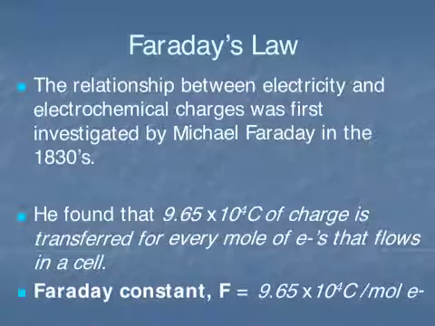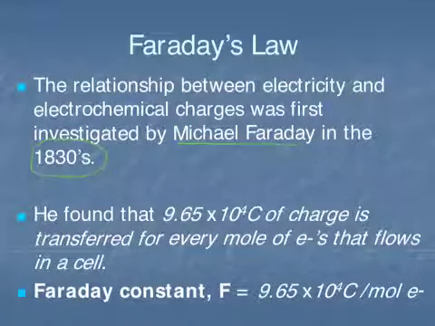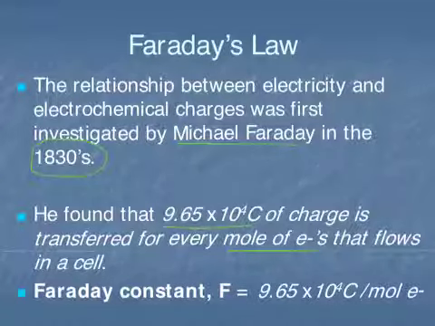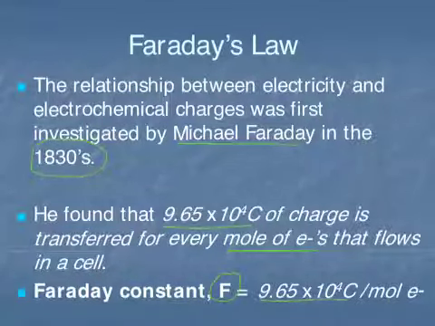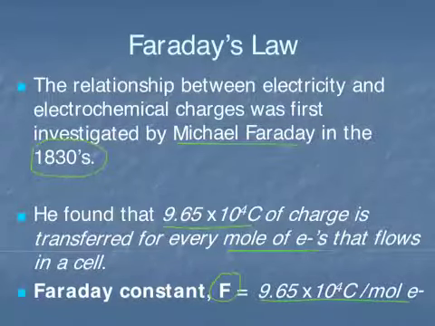Now, the first chemist to study the quantity of charge and electrons was Michael Faraday, and he did this work in the 1830s. What he found is that 9.65 times 10 to the 4 coulombs of charge is equivalent to 1 mole of electrons. So now we have what is called our Faraday constant. The Faraday constant, or capital F, is 9.65 times 10 to the 4 coulombs per mole of electrons. We can use this constant as a conversion value between the quantity of charge that we can measure through an ammeter and the number of moles of electrons.